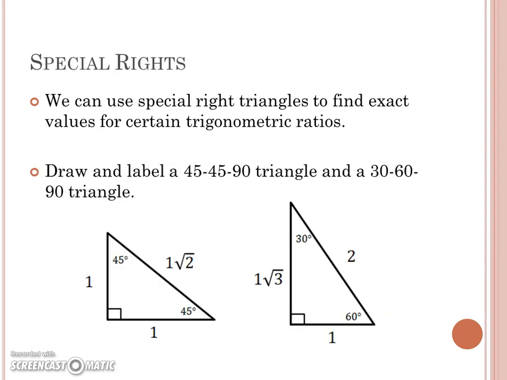We can also use special right triangles to find exact values for trigonometric ratios. So you've got the 45, 45, 90, which has side lengths of 1 and a hypotenuse of square root of 2. On 30, 60, 90, the short leg is 1, the hypotenuse is 2, and the long leg is radical 3.